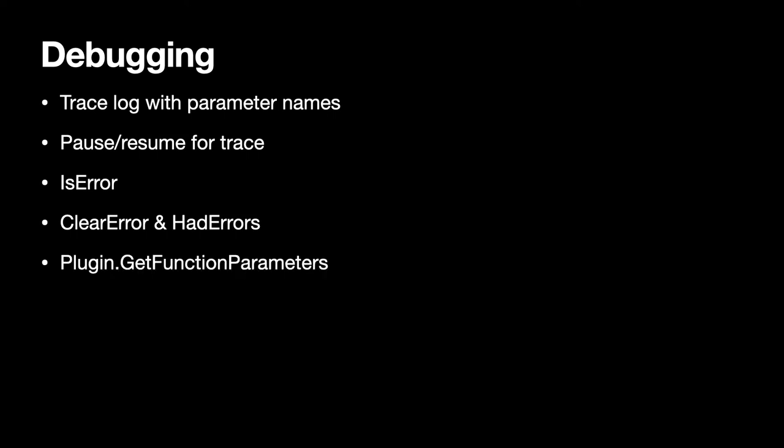Then we have a function to query what parameters a function has. So the metadata used for the trace function is available to you to query. And also you can query which platforms are supported by a function, so you can dynamically decide what to call.